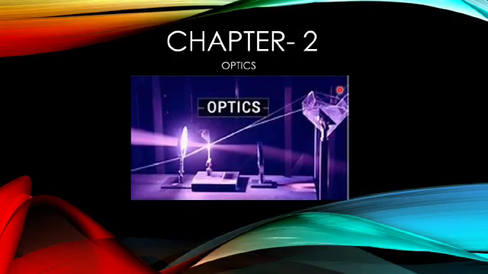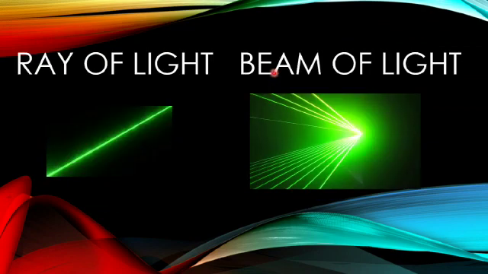Good morning, students. Now we are going to see chapter 2, Optics. Light is a form of energy. It travels in the form of waves. The path of light is called a ray of light. A group of these rays is called a beam of light.